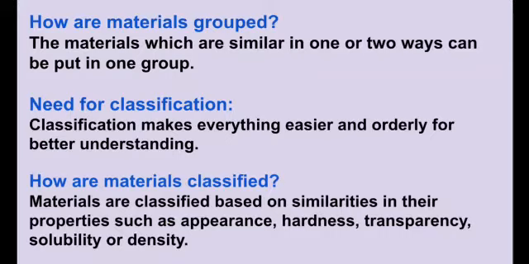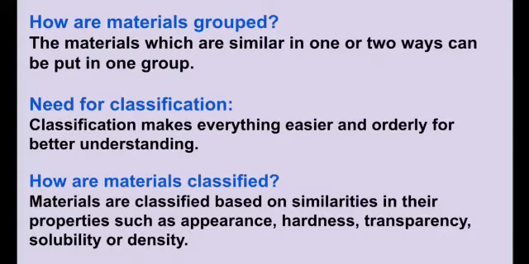Okay, so how are material grouped? Because we have done a lot of discussion about the grouping of the material, how we can arrange the objects, how we can sort out the objects. So how are material grouped? The material which are similar in one or two ways can be put in one group. So how can we categorize the objects? If the objects are made up in one or two similar ways, they can be put in one group.